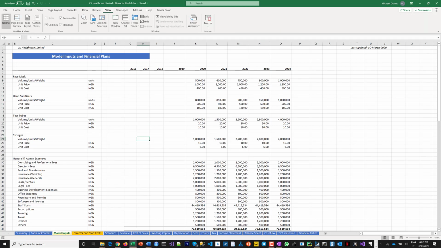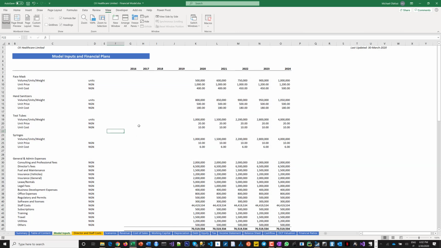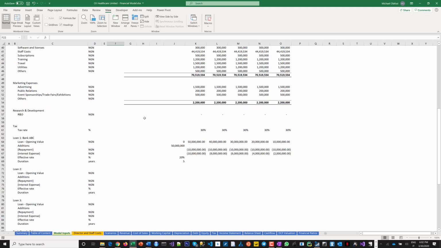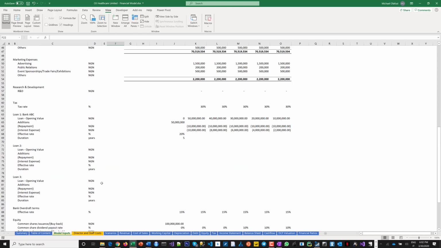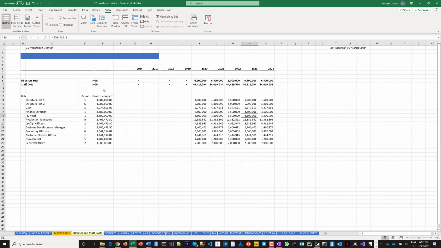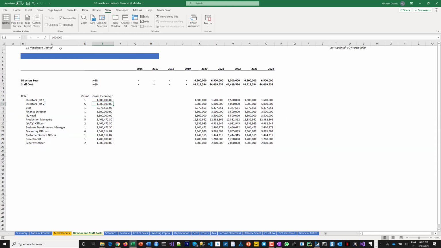As usual, I disable the grid lines. It makes it a lot nicer. And I also do likewise for this. I disable the grid lines. I name this the Directors and staff costs.